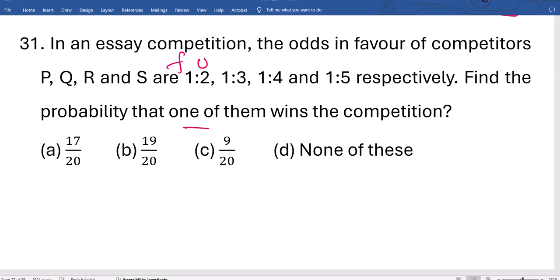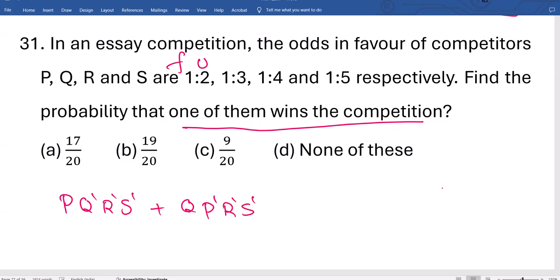Now, what is the probability? One of them will win. If P wins, Q, R, S are not winning. If Q wins, P, R, S should lose. If R wins, P, Q, S should lose. If S wins, P, Q and R should lose. So what is the winning for P? Favorable is 1. Total will be 3. 1 by 3 is winning.